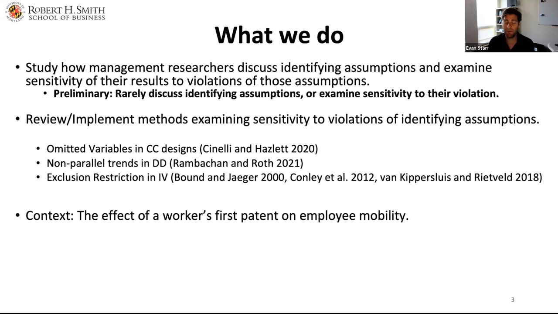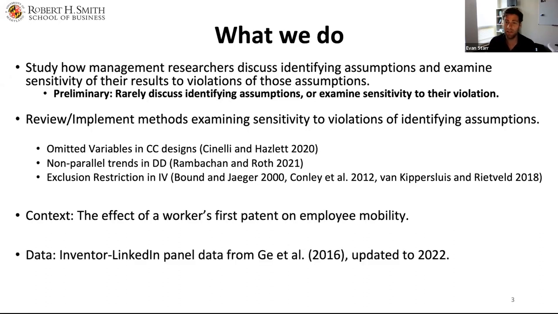And so the context we're going to look at here is the effect of a worker's first patent on their subsequent employee mobility. And the data that we're going to use throughout is the inventor LinkedIn panel, which was collected initially from G et al. in a 2016 SMJ paper. They posted their data publicly. Their data collection ended in 2013. We have rescraped the LinkedIn profiles up to 2022. And so that's the source of data here.